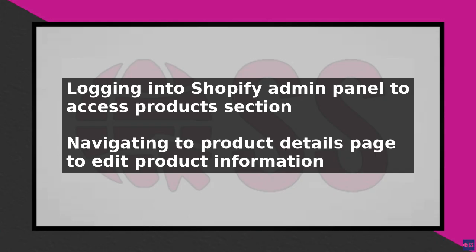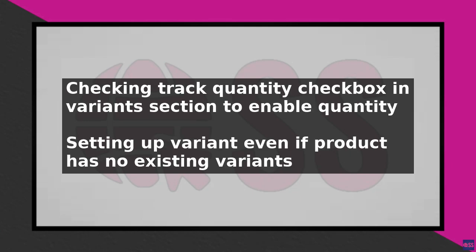In the Product Details page, scroll down to the Pricing section and click on the Add Variant button if you have not already done so. Even if your product has no variants, you still need to set up a variant to enable the quantity option. In the Variants section, you will see a checkbox that says Track Quantity. Ensure this is checked. Next, navigate to the Online Store section and click on Themes.